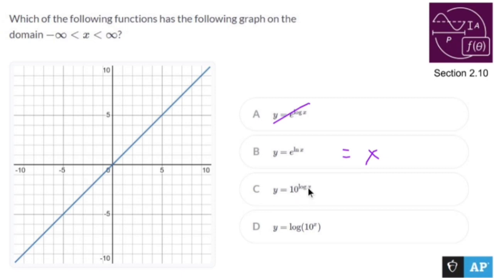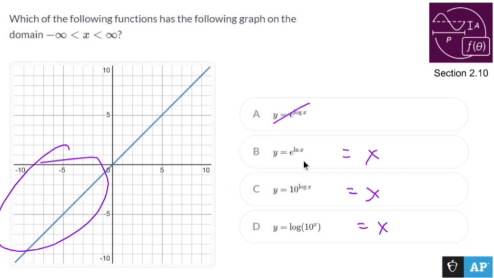10 to the log base 10 of x does become x, because 10 to the log base 10 cancels out, so that goes to x. And log base 10 of x also does that. So all three of you are x. Here's the problem. This right here tells me I'm allowed to plug in negatives.